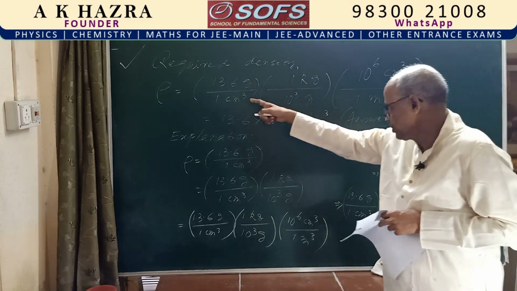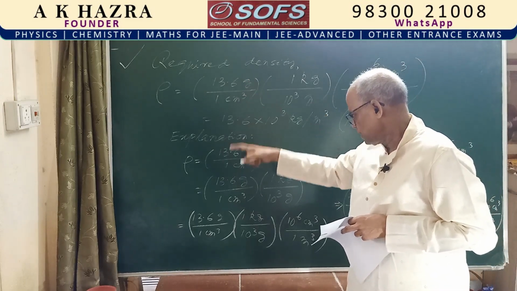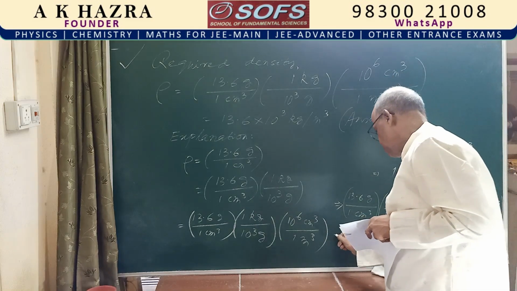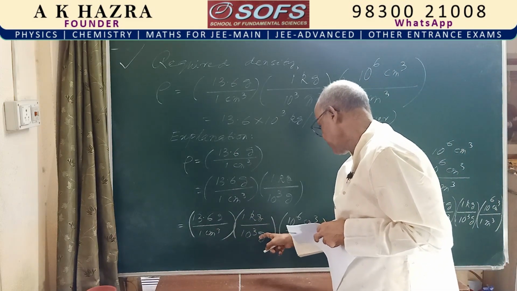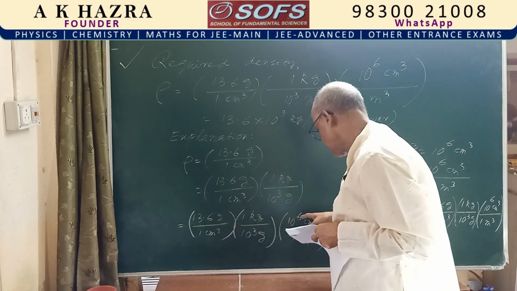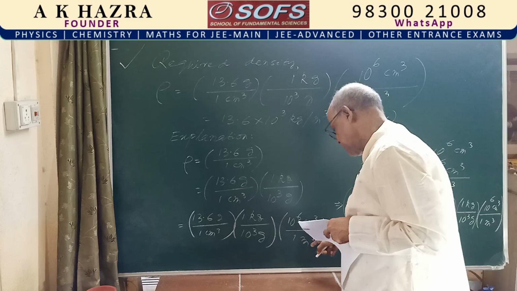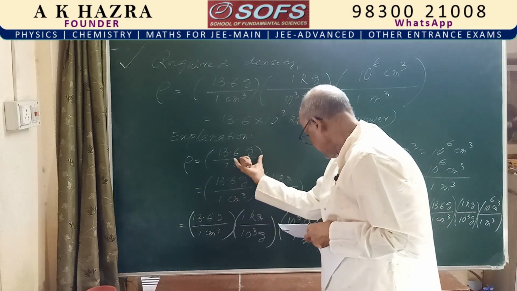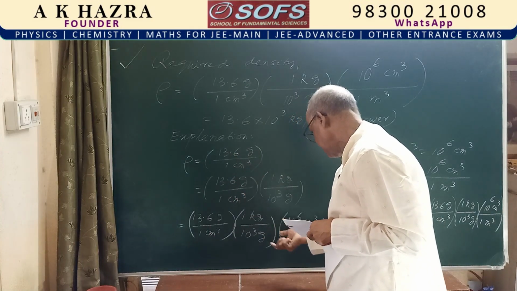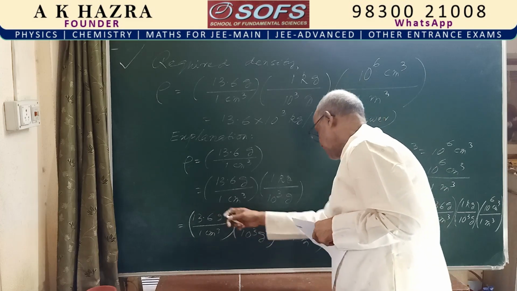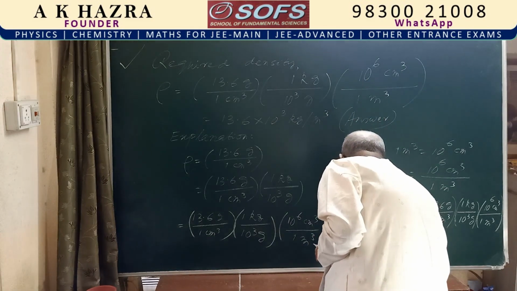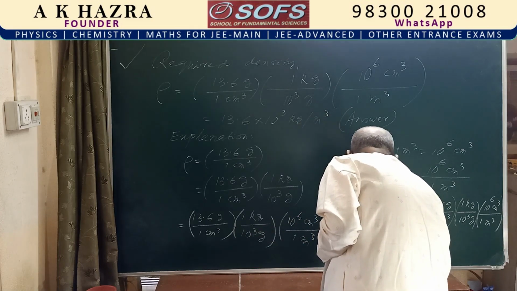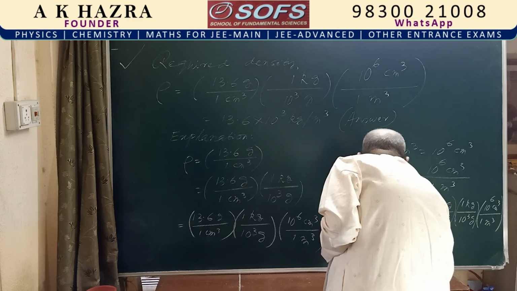And you see our final result. You see rho equals this one, that one, and that one. Finally, gram cancels, kg will survive, cubic centimeter cancels, cubic meter in the denominator will survive. So we will have kg per cubic meter, and equal, always equal. In CGS unit, gram per cubic centimeter. In SI unit, kg per cubic meter. Calculate 13.6 into 10 to the power 6 minus 3, so 10 to the power 3 kg per cubic meter.